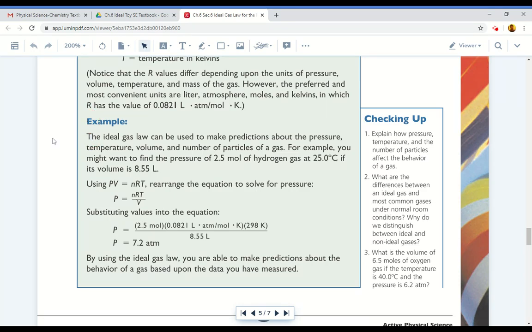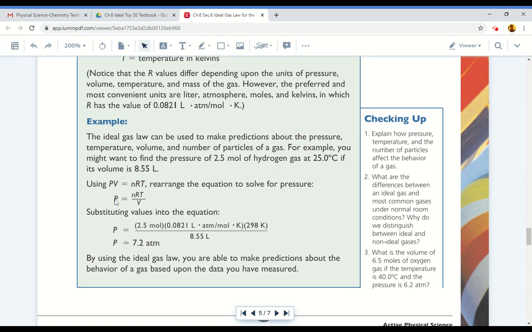Example. The ideal gas law can be used to make predictions about the pressure, temperature, volume, and number of particles of a gas. For example, you might want to find the pressure of 2.5 moles of hydrogen gas at 25 degrees centigrade if its volume is 8.55 liters. Using PV equals nRT, rearrange the equation to solve for pressure.